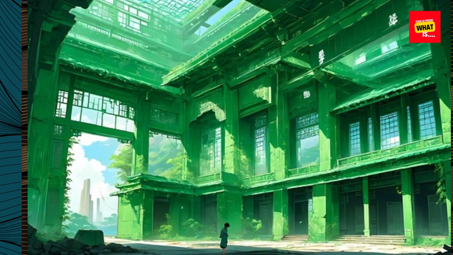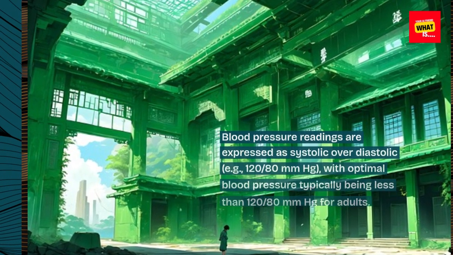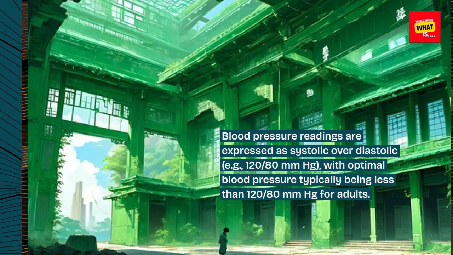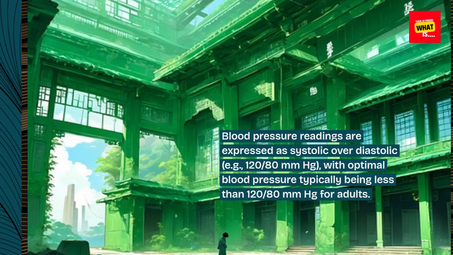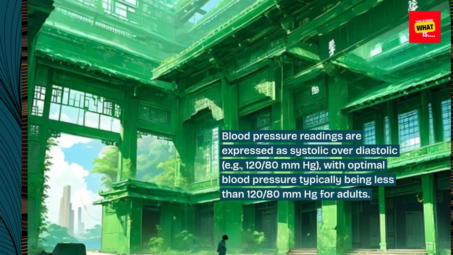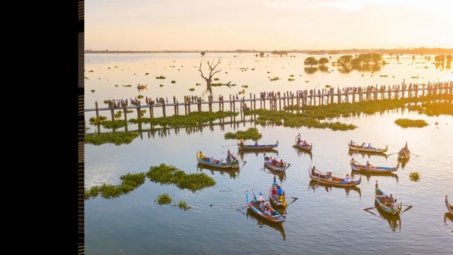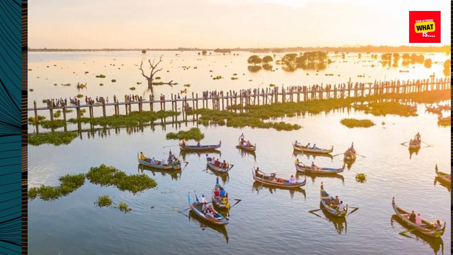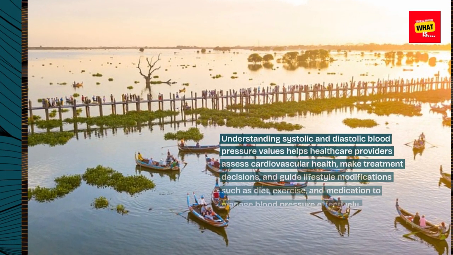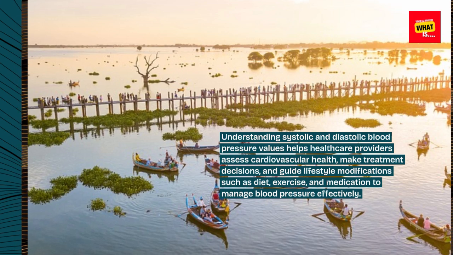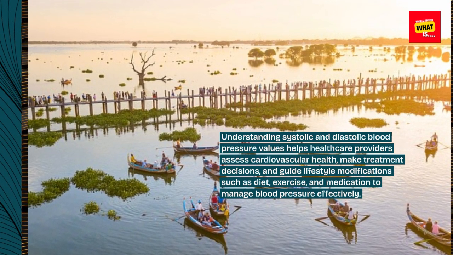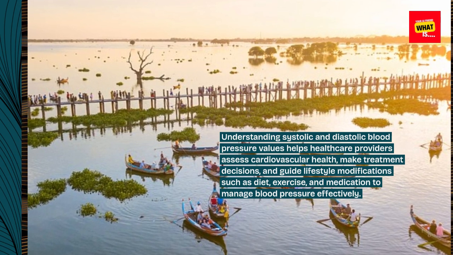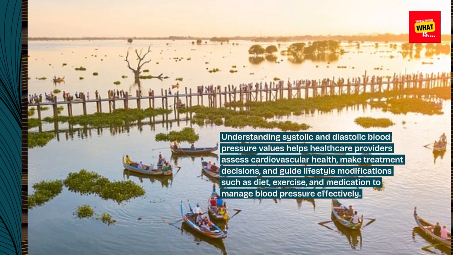Blood pressure readings are expressed as systolic over diastolic, e.g., 120/80 mmHg, with optimal blood pressure typically being less than 120/80 mmHg for adults. Understanding systolic and diastolic blood pressure values helps healthcare providers assess cardiovascular health, make treatment decisions, and guide lifestyle modifications such as diet, exercise, and medication to manage blood pressure effectively.